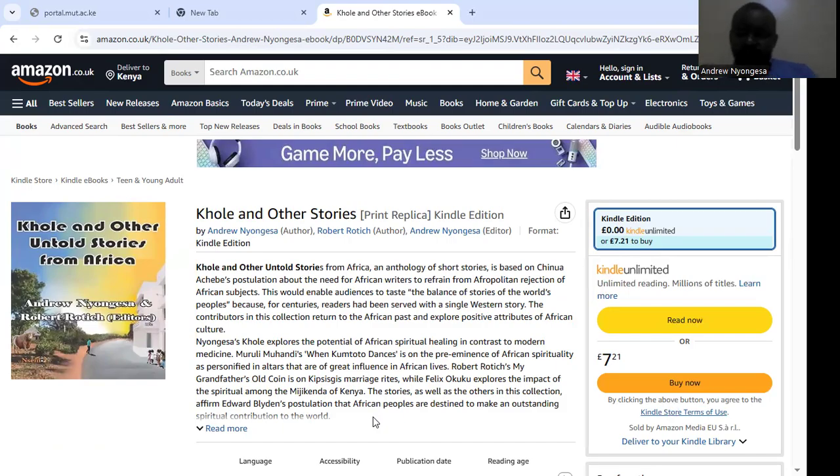Yeah, we try to explore the merits of African traditional rites, and it has writers like Felix Okuku, who has grown up. I've seen Felix grow as a writer. We also have Robert Rotich, who writes a very good story about my grandfather's old coin. This is one of the Kalenjin stories. It reveals Kalenjin culture. So this book is about stories from communities that are rare on the literary scene.